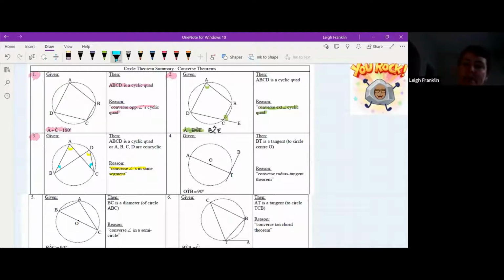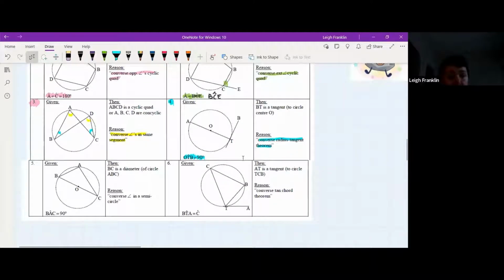Some things that are slightly less common are number 4 and number 5. In number 4, they're asking us to prove that BT is a tangent to a circle. In other words, if we know that OTB is 90 degrees, then that means that BT has to be a tangent to the circle. So that would be converse radius tangent theorem. We would have to be told, or be able to calculate, that OTB was 90 degrees and then be asked to prove that BT was a tangent.